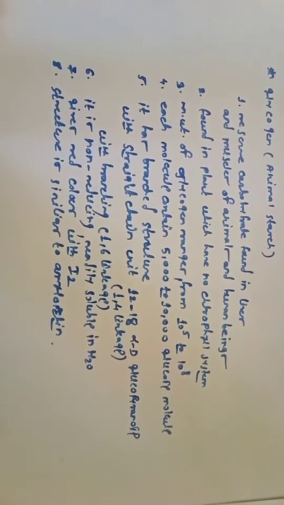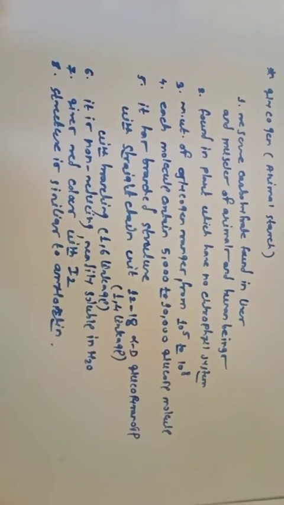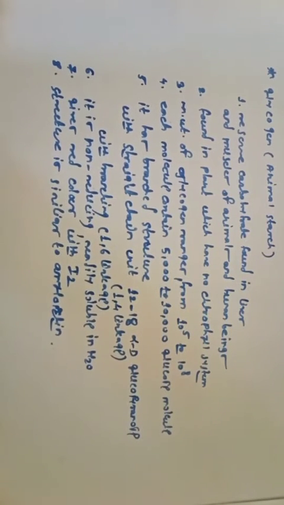So each molecule has a branched structure with straight chain units of 12 to 18 alpha D glucopyranose joined by 1,4 linkage, and with branching. There is branching also because its structure is similar to amylopectin, with branching, that is, 1,6 linkage.